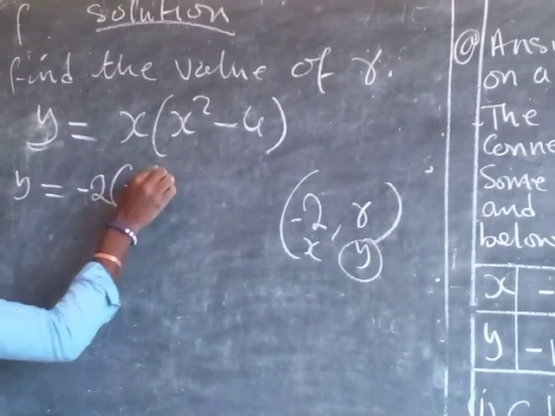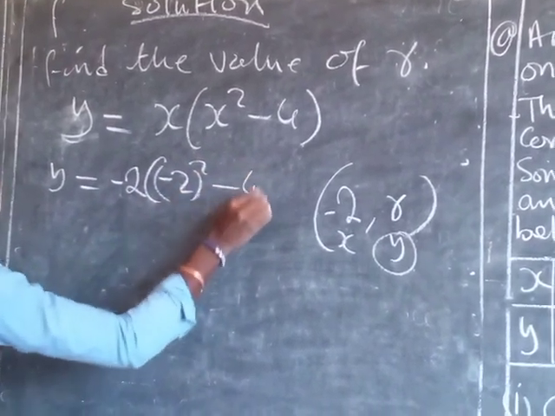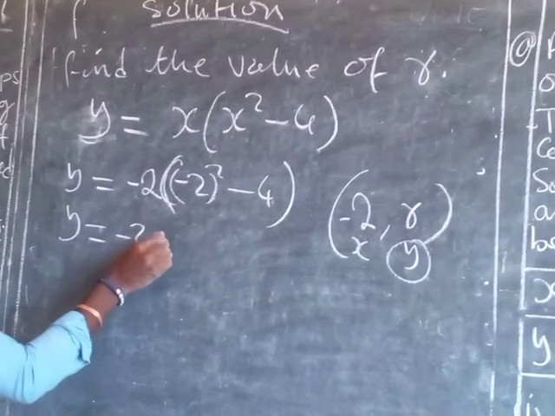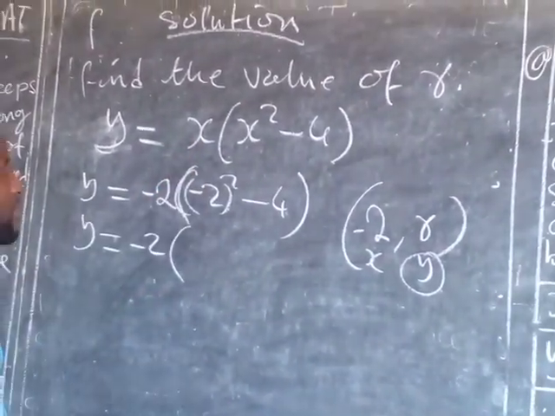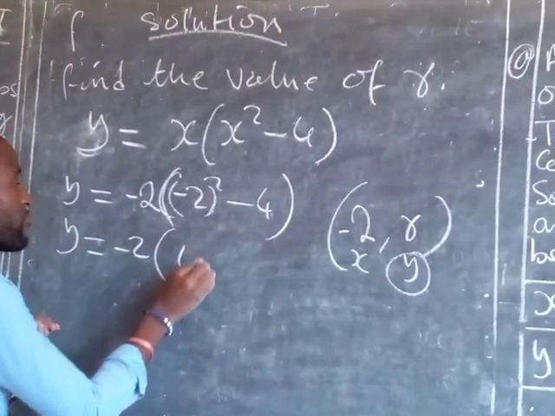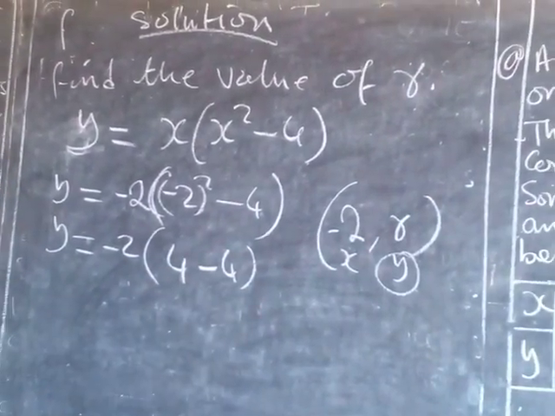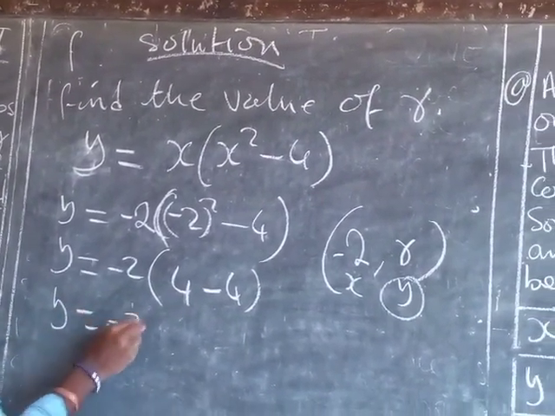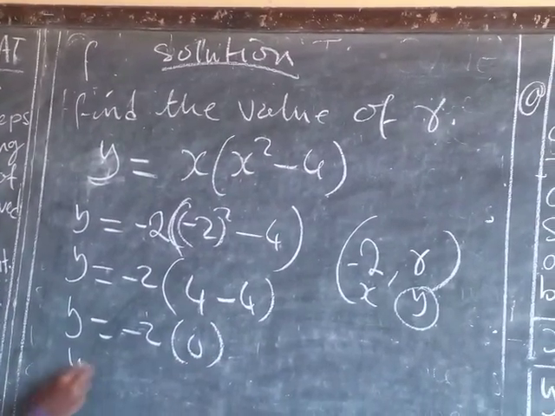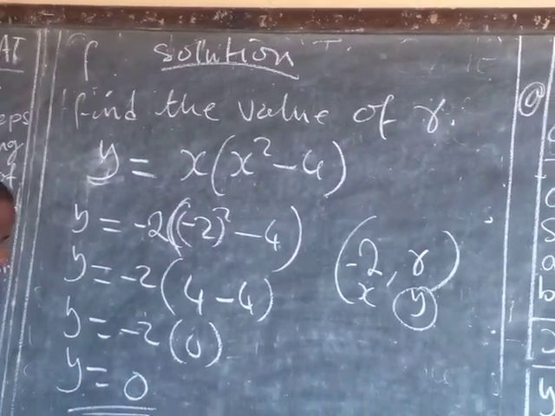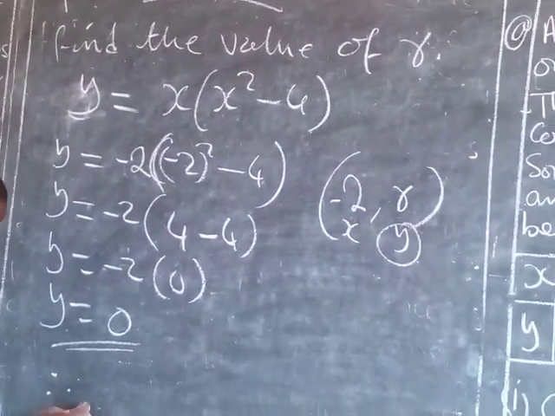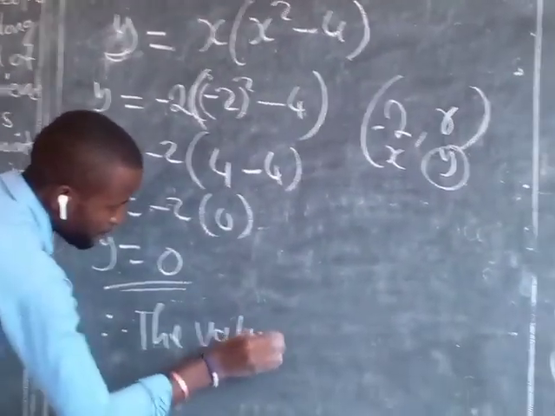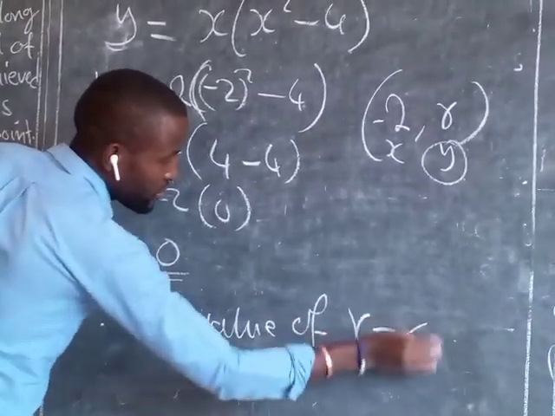y is equal to -2 multiplied by, open brackets, negative 2 squared minus 4. What is negative 2 to the power 2? It is positive 4, minus 4, which is 0. So y is equal to negative 2 multiplied by 0, which gives y is equal to 0. Therefore the value of r is equal to 0.